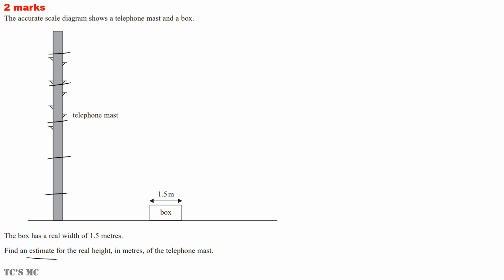you can fit 6 of them. So then we would do 6 multiplied by 1.5, and that is 1 mark. And then for writing 9 meters, we would get a second mark.